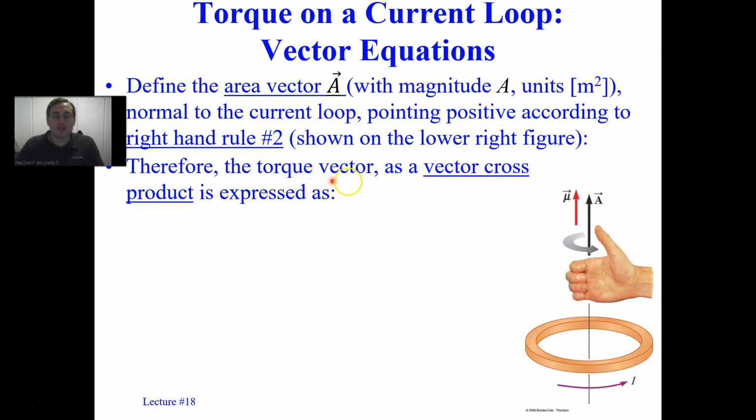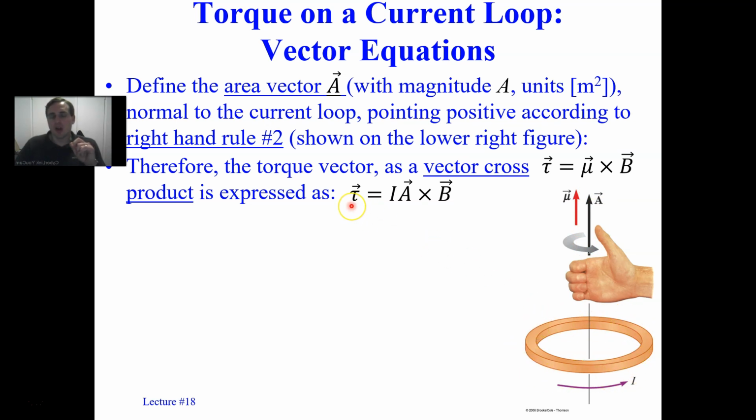Therefore, the torque vector as a vector cross product can be expressed as this. So, mu vector cross B vector. Now, by the way, this mu vector is sometimes called the magnetic dipole moment. I'll get to that in a second. This is not coefficient of friction.